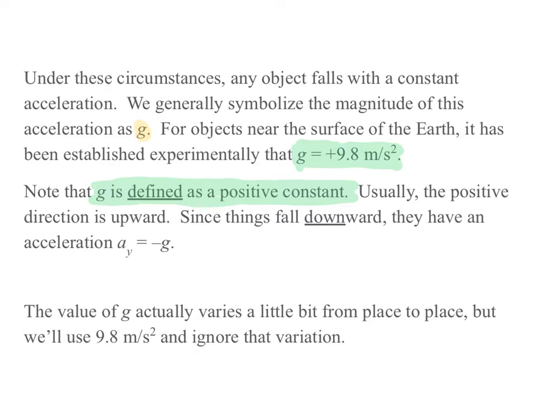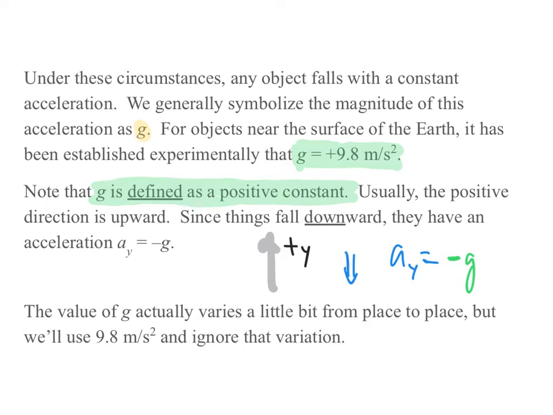Since we usually say that upward is plus, then the acceleration, which is downward, we would say the acceleration is g downward with the minus sign. But be careful, right? So the acceleration might be minus 9.8 meters per second squared, but g is not minus 9.8 meters per second squared. The acceleration is minus g.